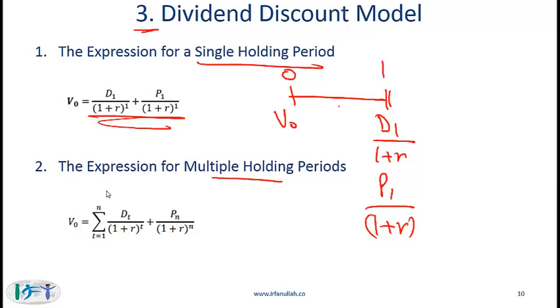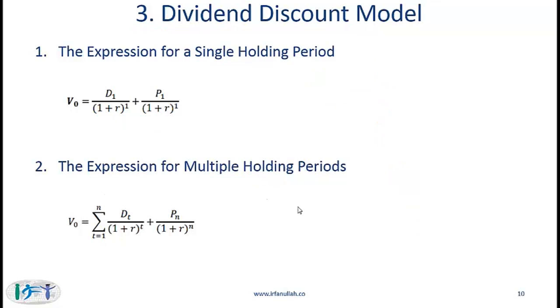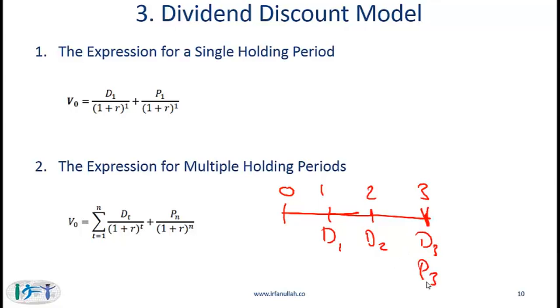What about the multi-period model? Same idea, but you are getting dividends over multiple periods. So let's say you are getting dividends over 3 periods. Then what will you do? You will take the 3 dividends, discount back each of the 3 dividends. You will take the expected price at the end of period 3 if you are holding the investment for 3 periods, and then also discount back this price at the end of the 3rd period.